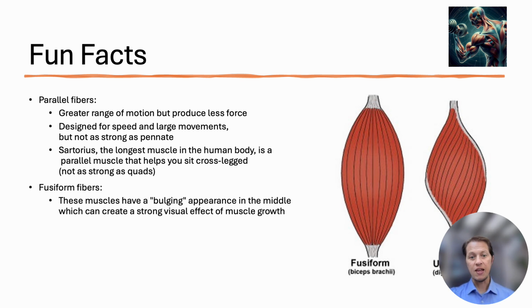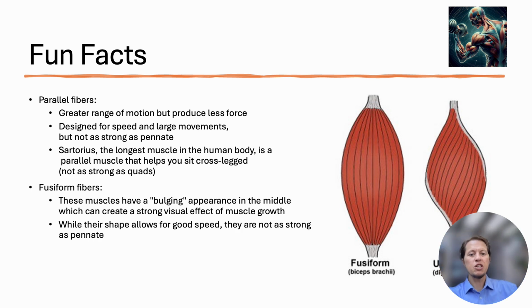Fusiform fibers have that nice bulge, which is kind of what everyone wants when they want the beach body. They're stronger than parallel fibers, but they're not as strong as pennate fibers. We have pennate fibers there for a reason.